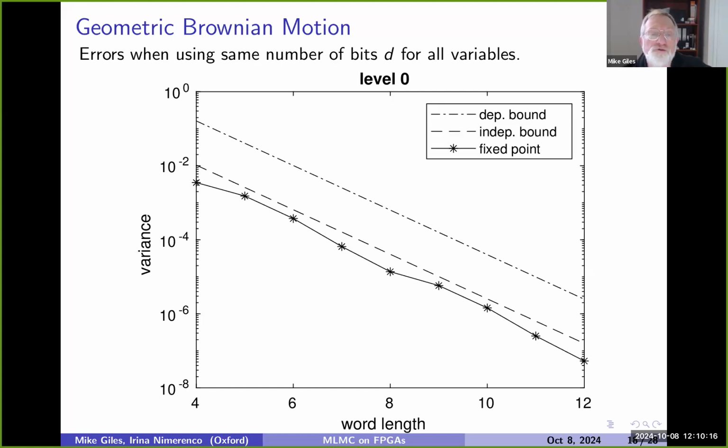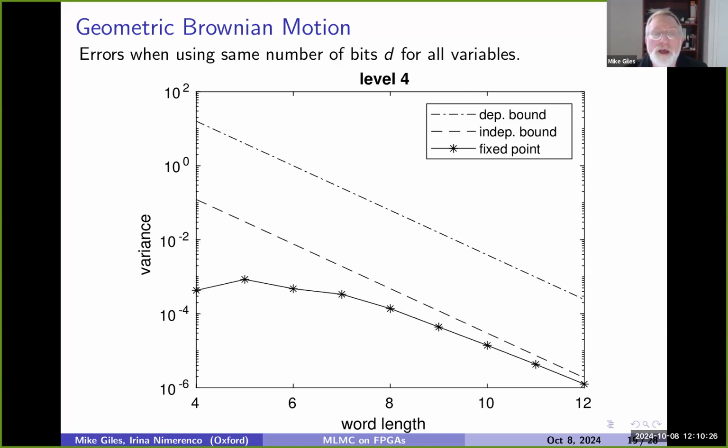So these are the numerical results for level 0, when actually it is just the P0. There isn't any delta P. And then the next slide is from level 4 in the calculation. And again, the independent bound is a much better model for the actual behavior of the reduced precision calculation.